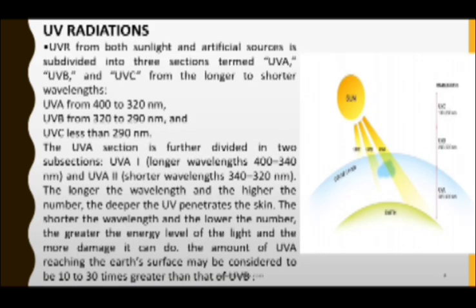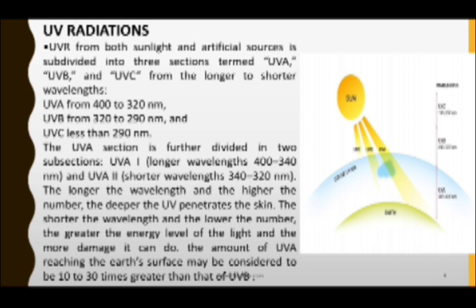UV radiations. UVR from both sunlight and artificial sources is subdivided into three sections, namely UVA, UVB and UVC, from the longer to shorter wavelengths. UVA 400 to 320 nanometer, UVB 320 to 290 nanometer, UVC less than 290 nanometer. The UVA section is further divided into two sections, UVA1 and UVA2. Longer wavelengths, 400 to 340 nanometer, are called UVA1, and shorter wavelengths, 340 to 320 nanometer, are called UVA2.